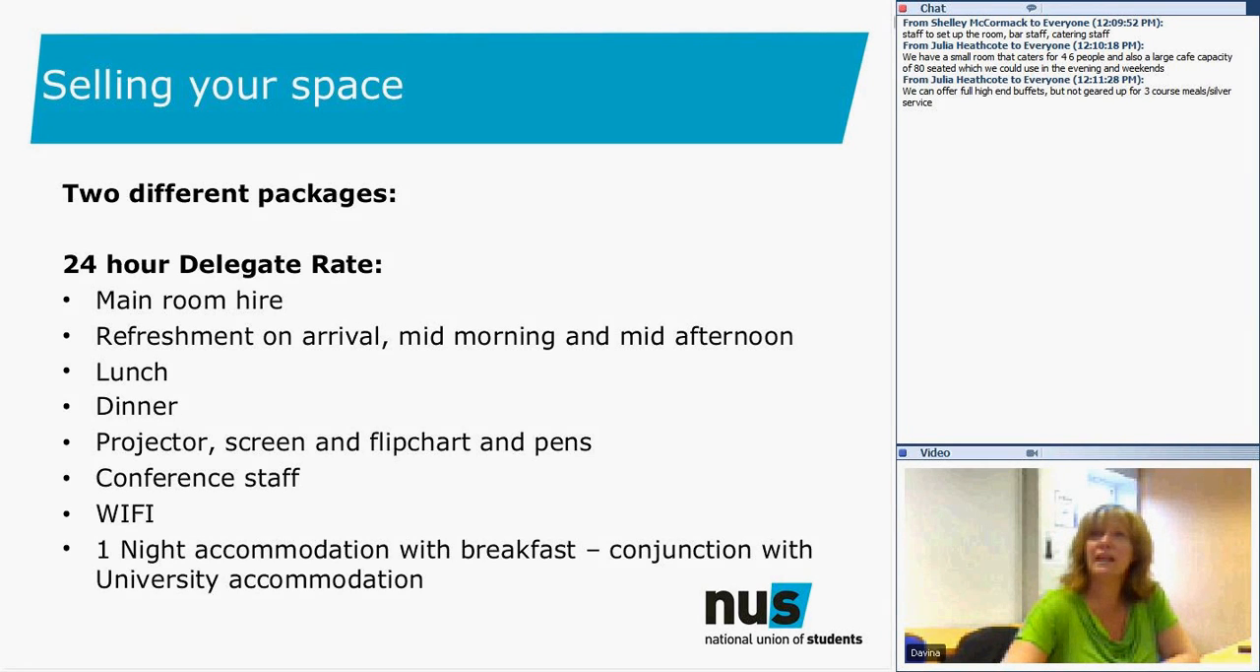And again, you just need to be clear about what type of dinner you can provide, whether it's just a buffet style, cold buffet style, or whether it's a hot and cold buffet. Or, can your venue actually do the dinner with the self-serve, projector, screen, flip charts and pens, the conference staff, the Wi-Fi, and also one night's accommodation with breakfast. Again, that's normally done in conjunction with the university accommodation.